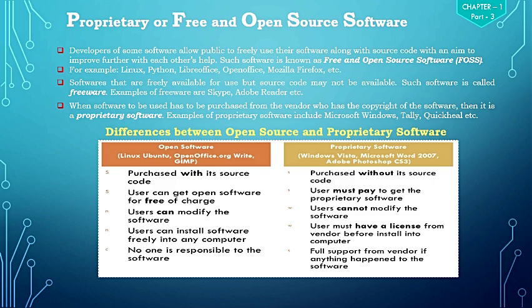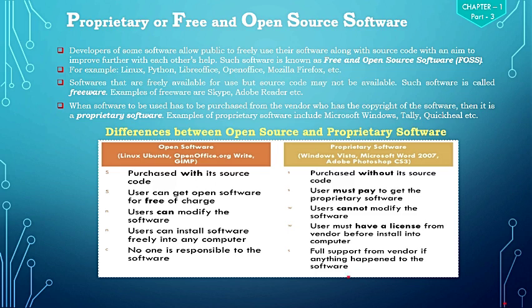So what is the major difference? First, open source software is purchased with its source code, but proprietary software is purchased without its source code. In open source, the user can get the software free of charge. In case of proprietary software, the user must pay to get it. In open source software, the user has the right to modify the software. Proprietary software cannot be modified by the users. Users can install open source software freely on any computer, but for proprietary software, the user must have a license from the vendor before installing it on a computer.